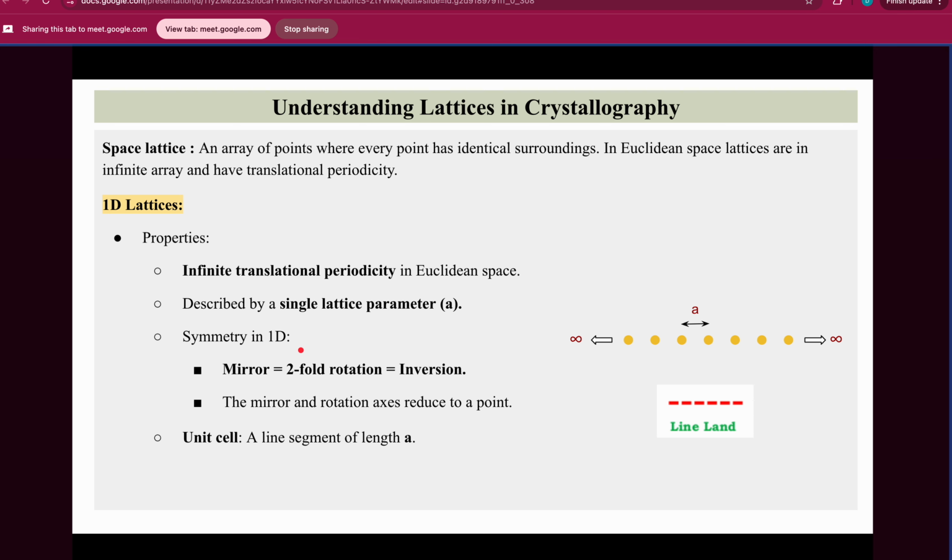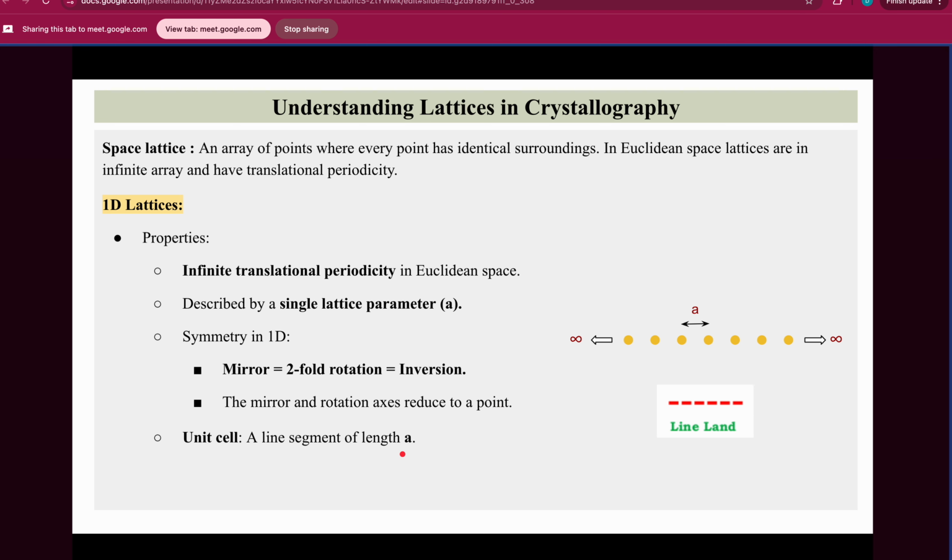And there is symmetry in these one-dimensional lattices, because if we look at the mirror images of two lattice points, they will be identical. If we perform a 2D rotation, they will also be identical, and even if we perform inversion, they will appear identical. There will be no difference between the inverted and the non-inverted form. This is only a single point, so it is completely symmetric.